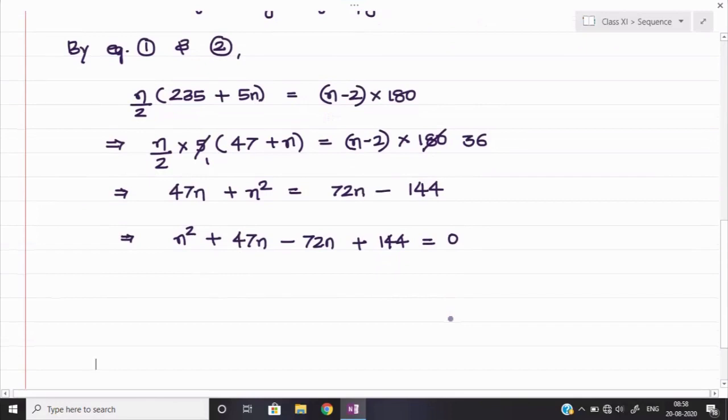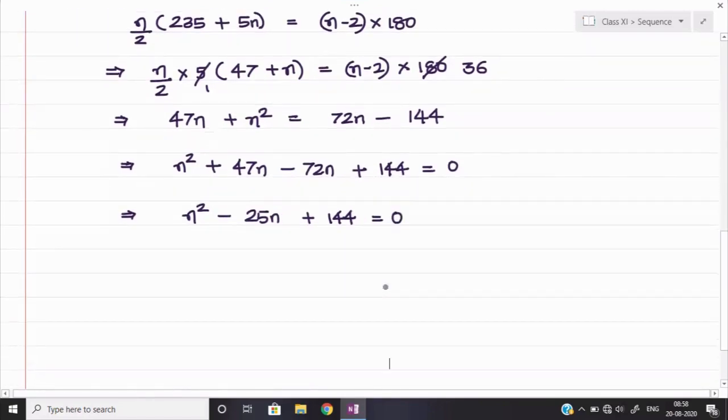Okay, now 72 and 47, if I subtract, it will remain 25, right? So n square minus 25n plus 144 will be equal to 0. Now we require the multiplication to be 144 and the addition to be 25. So we shall take minus 16n and minus 9n plus 144 equal to 0, because 16 times 9 is 144 and 16 and 9 you add, that will become 25.